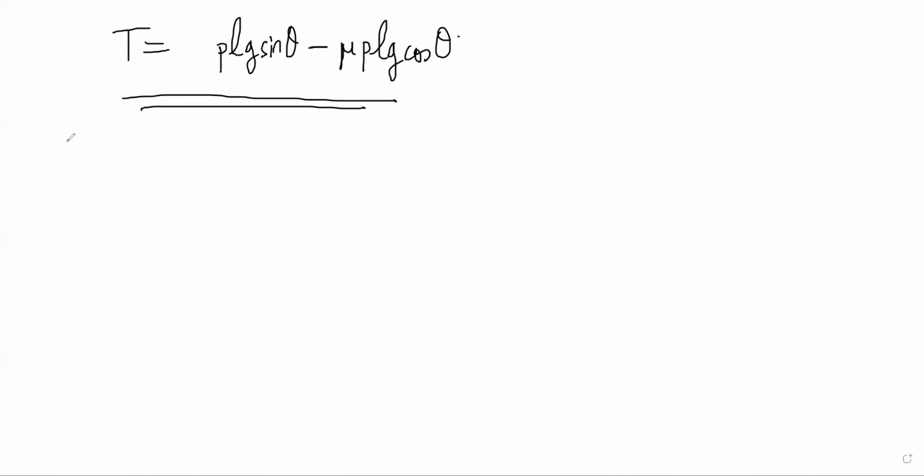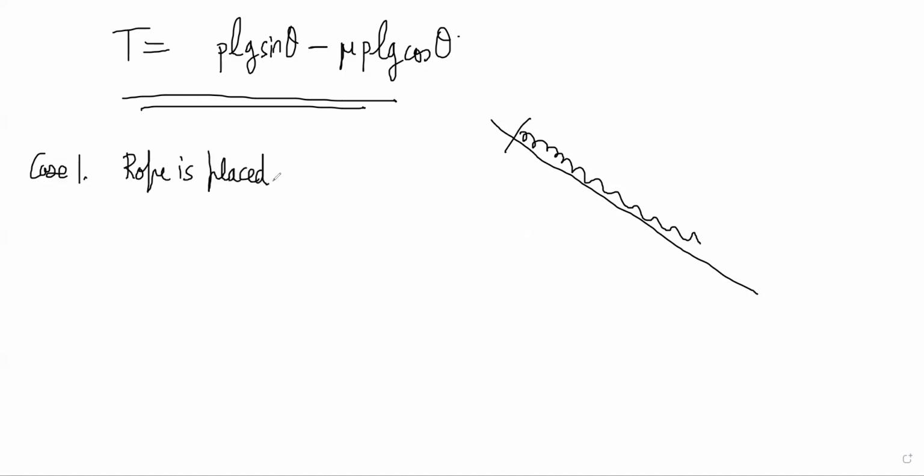Now, why am I saying that? Because the tension at the top of the rope depends on how you place the rope on the plane. Basically, there are multiple ways in which you can place the rope on the plane. Suppose one way to place the rope on the plane is that this is case 1. The rope is placed on the plane without being stretched at all.